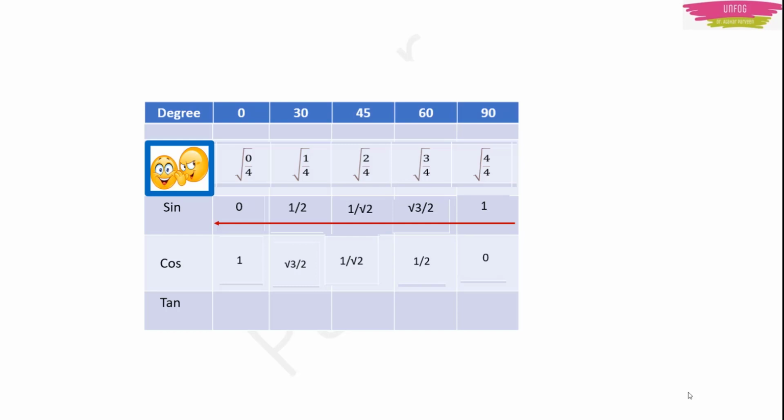Okay. Now tan is very easy. Why? Because tan theta is equal to sin theta by cos theta, right? Just divide 0 by 1 will be 0. Then half by root 3 by 2 will be 1 by root 3. Then 1 by root 2 by 1 by root 2 will be 1. Then root 3 by 2 by 1 by 2 will be root 3. 1 by 0 will be not defined or infinity.